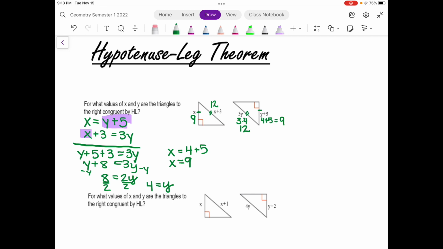All right, try the other two for practice problems, and don't forget about the around the room activity for practice as well.